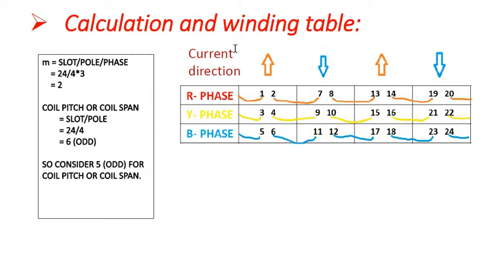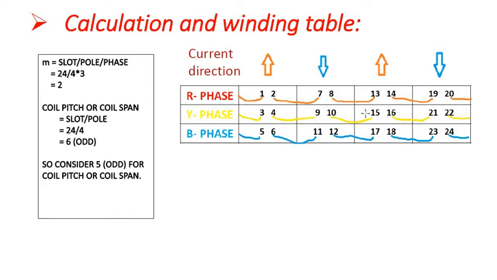So now we have to draw the winding table, in which we will show the current direction for R phase, Y phase, B phase and the number of conductors for each phase. Give numbering. We have a total of 4 poles, so we have to make 4 columns like this. Now give the numbering 1, 2, 3, 4, 5, 6, 7, 8, 9, 10, 11, 12, 13, 14, 15, 16, 17, 18, 19, 20, 21, 22, 23 and 24.